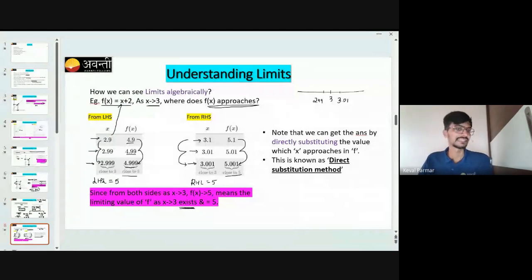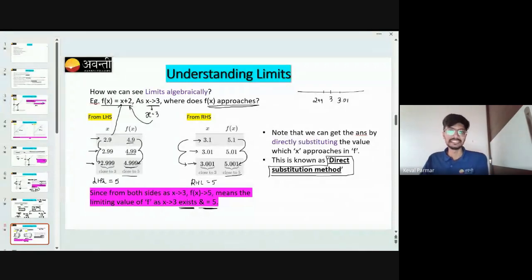The limit exists and is equal to 5. So algebraically, this is the way we calculate from the left hand side and right hand side. Now, in many cases, we directly calculate the limiting value. And how do we calculate directly? It is known as the direct substitution method. That means we directly substitute x as 3 in the function.